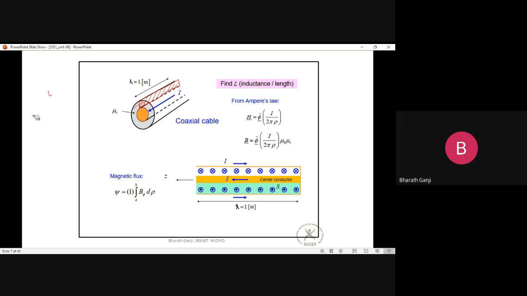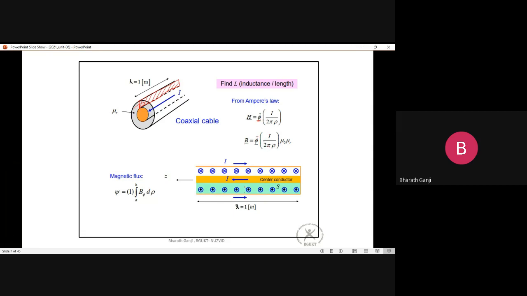To calculate the inductance per unit length, because I have the expression, say for example I assume a current I is flowing. Then the magnetic field will be going around the conductor in the phi cap direction, and the expression for the magnetic field is like I by 2 pi rho. Now B is nothing but mu into H, so I can write the magnetic field like this.